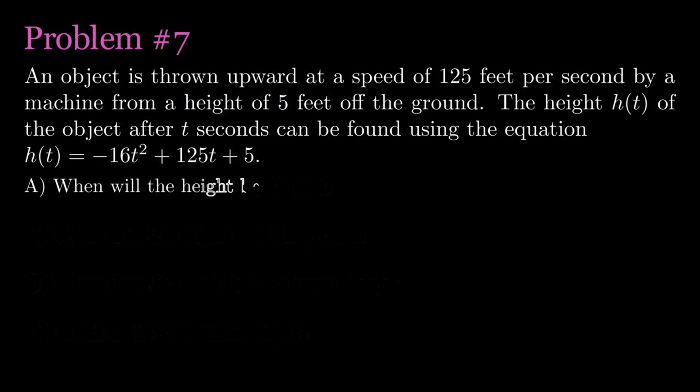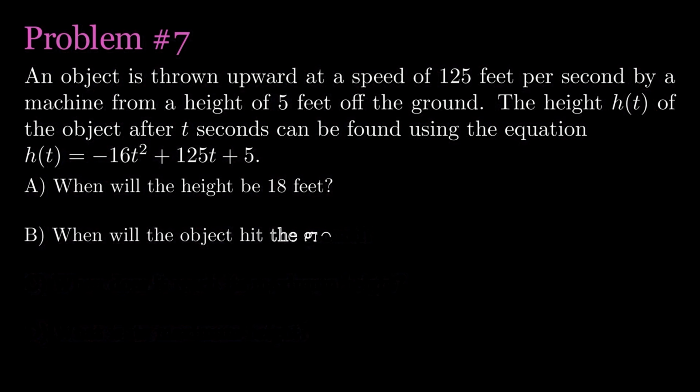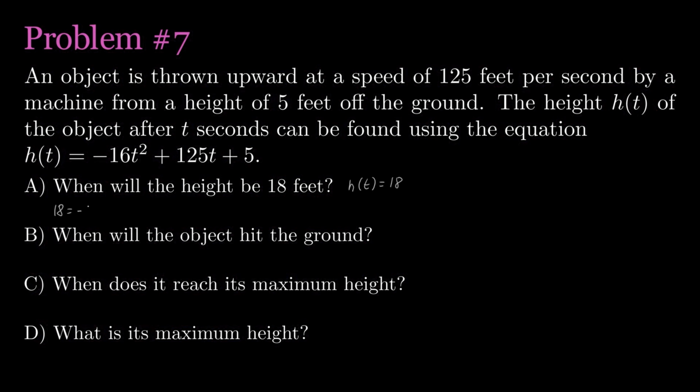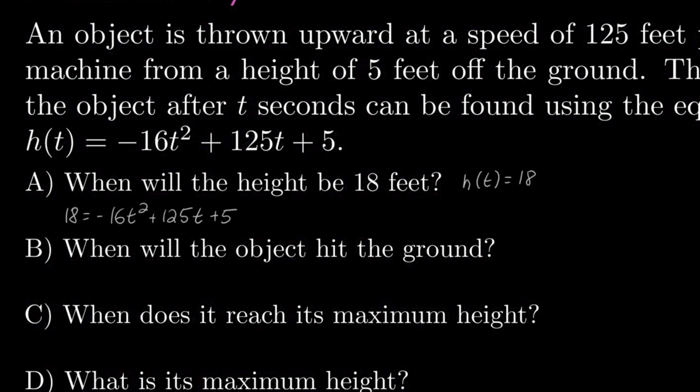And we have 4 questions to answer. First one is, when will the height, that means h of t, be exactly 18 feet? So since h of t is supposed to be equal to 18 feet, we have to solve the equation 18 equals negative 16t squared plus 125t plus 5 for t. This is a quadratic equation.